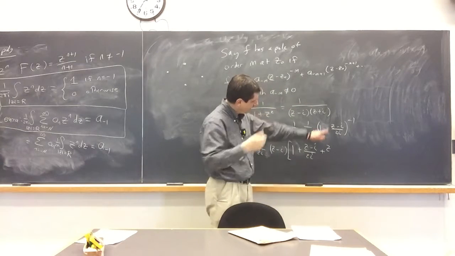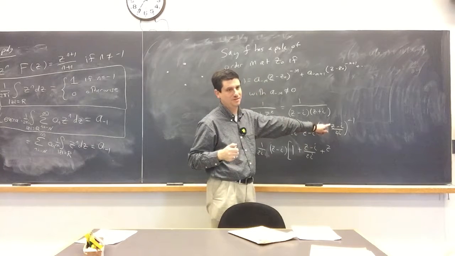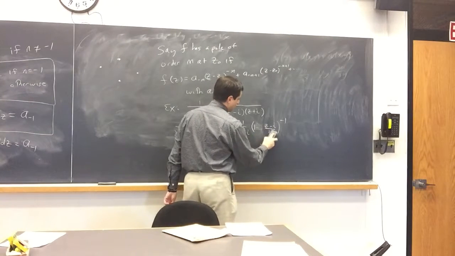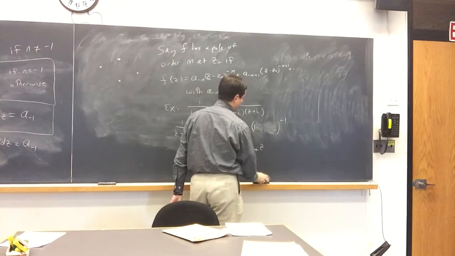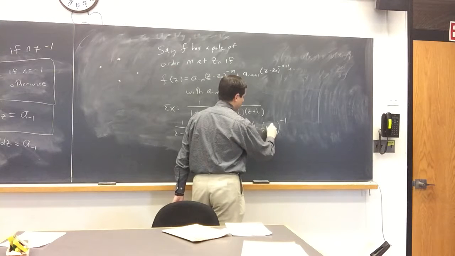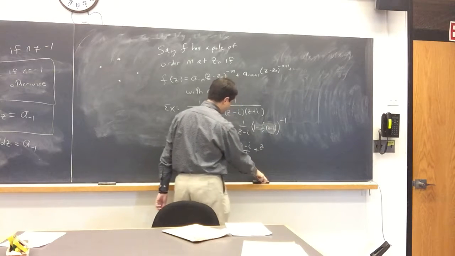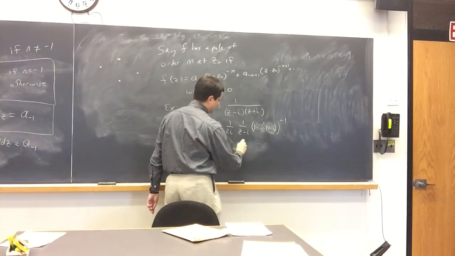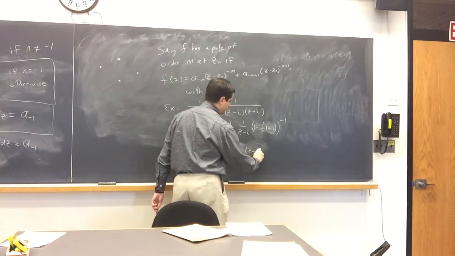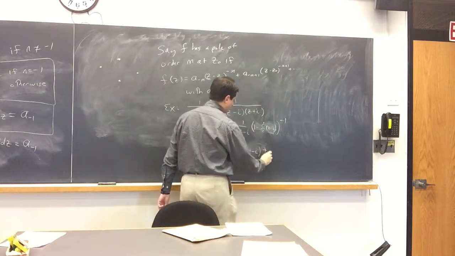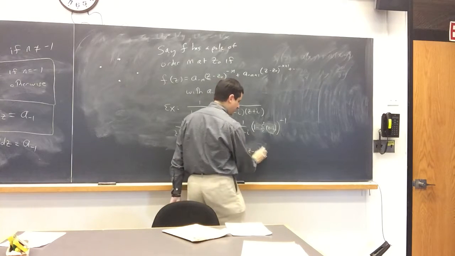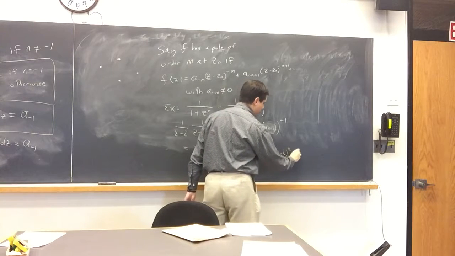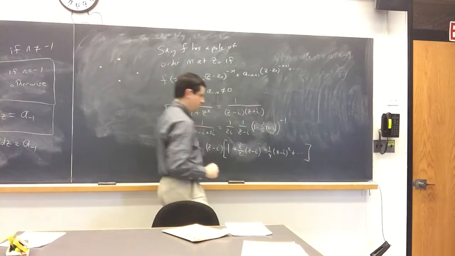I could actually notice that a minus is an i squared, right? And I could cancel the i down below and put an i up top. And so this could become i over 2 (z minus i). So I would get 1 plus i over 2 (z minus i) plus i squared, which is now going to become a minus 1/4 (z minus i) squared, etc., etc., etc.